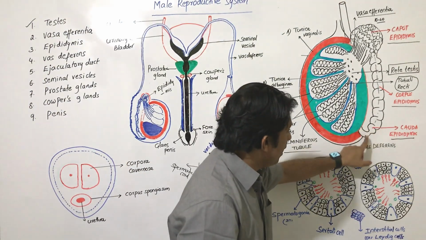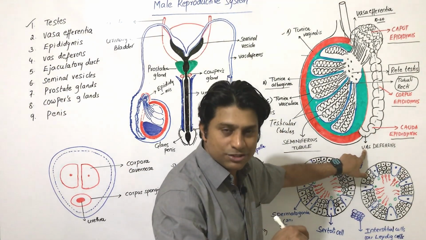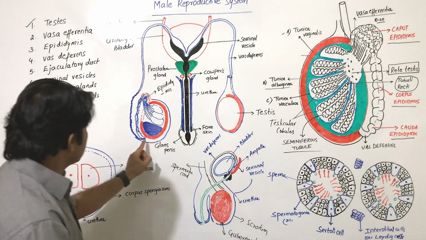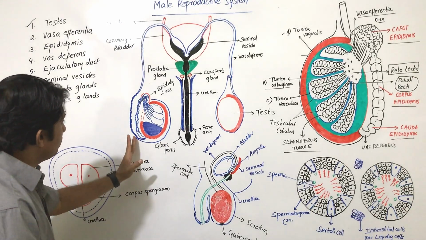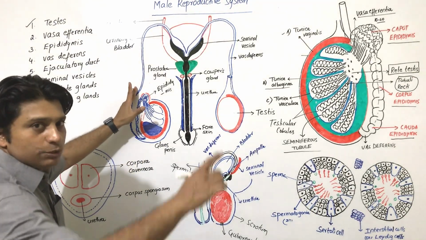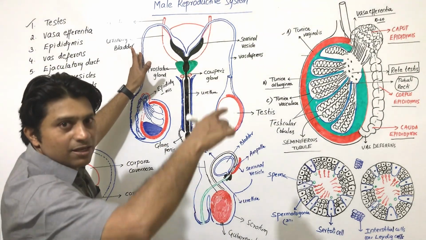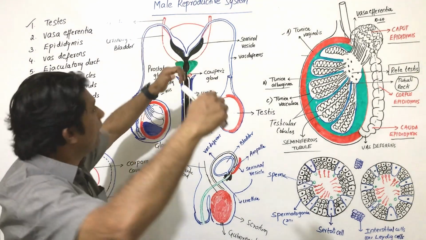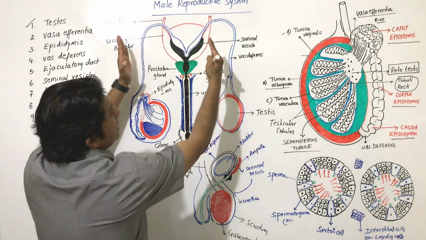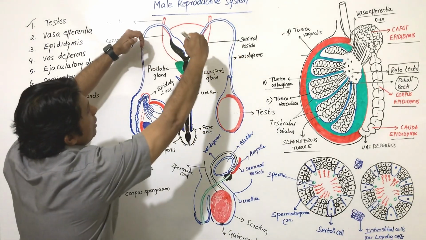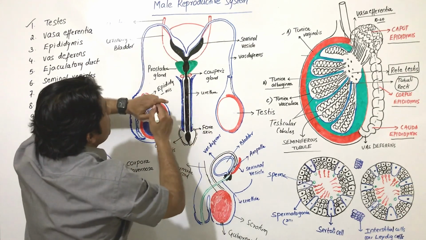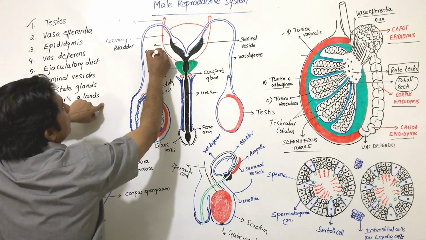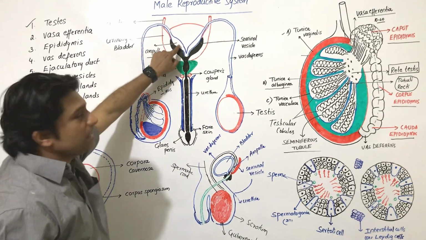Now from the cauda epididymis arises the vas deferens. All the way, the vas deferens ascends from the scrotal sac into the abdomen, and then it coils around the ureter. The vas deferens of both sides ascend into the abdomen, coil around the ureter, and open as a wider part, which is known as the ampulla.